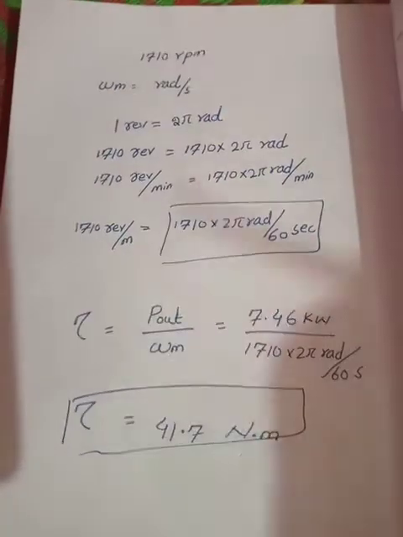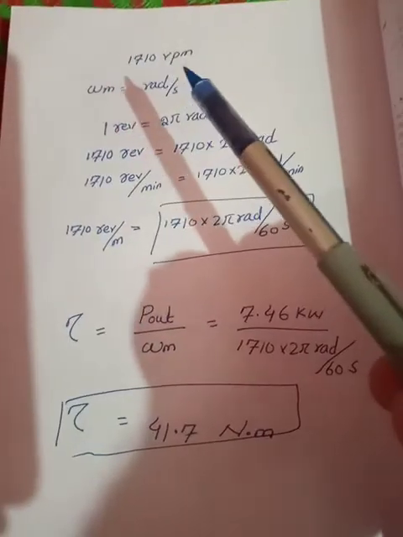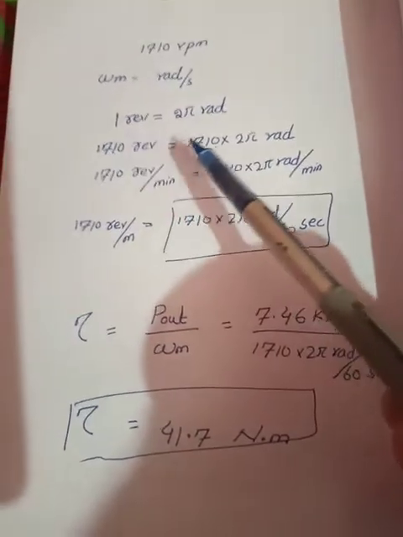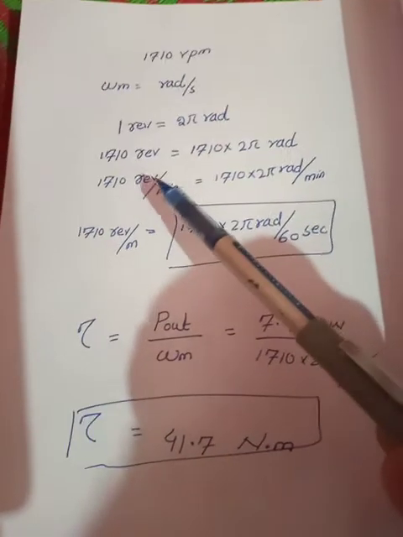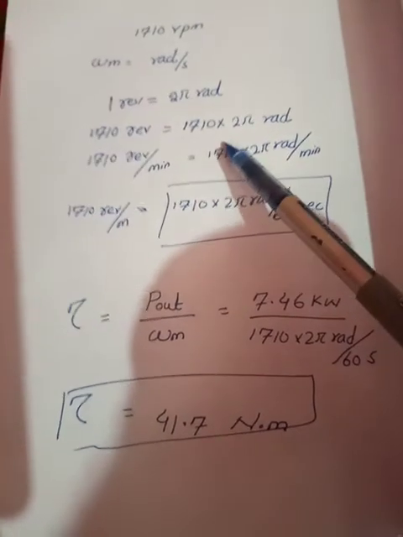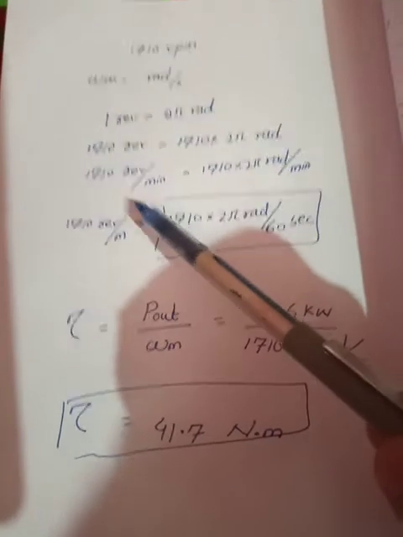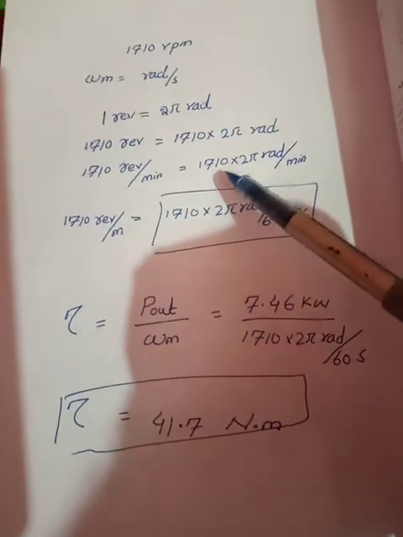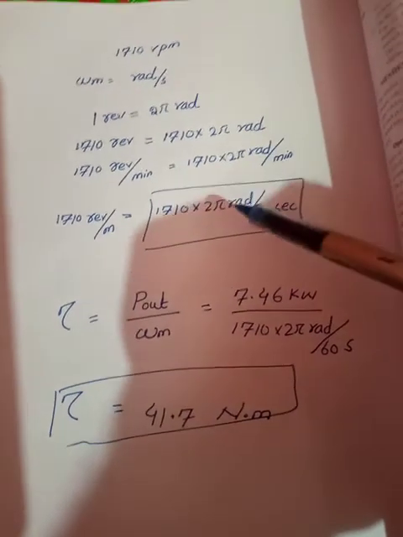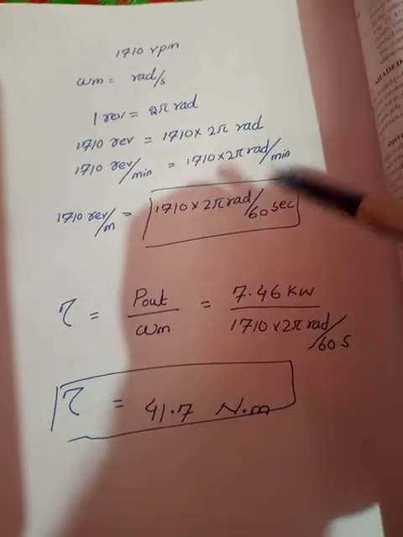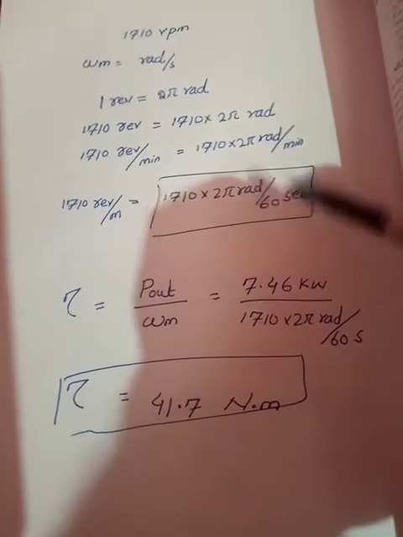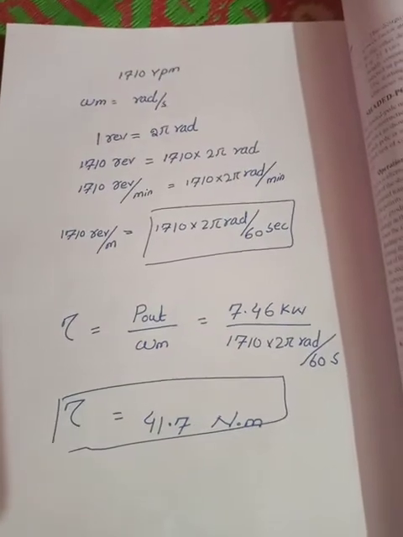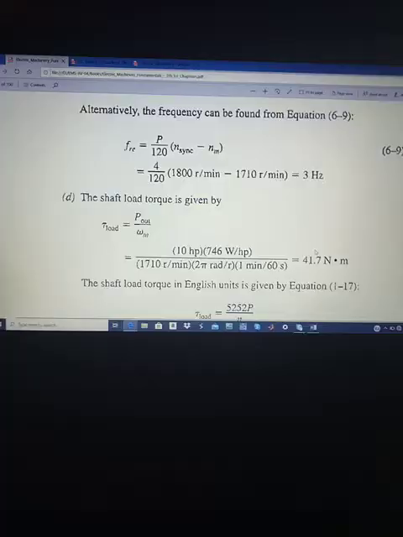This is how we are going to convert revolutions per minute into radians per second. One revolution has 2 pi radians, so 1710 revolutions will have 1710 times 2 pi radians. The 1710 revolutions per minute is equal to 1710 times 2 pi radians per minute, so 1710 times 2 pi radians divided by 60 seconds.